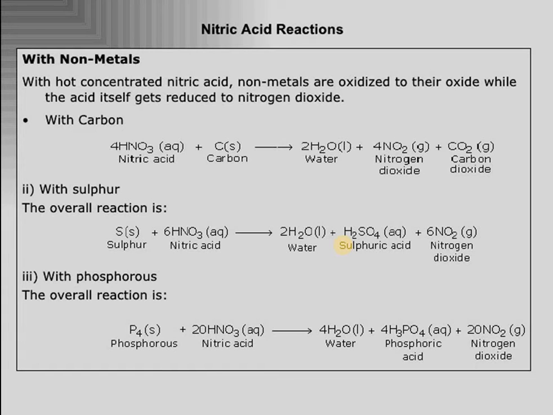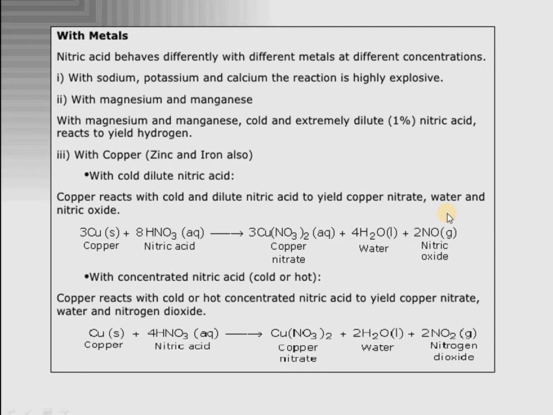Please do remember that carbon is oxidized to carbon dioxide, sulfur is oxidized to sulfuric acid, and similarly phosphorus is oxidized to phosphoric acid, H3PO4. In all three reactions, whenever concentrated nitric acid is used, you will get nitrogen dioxide as the byproduct along with water, because nitric acid is not a typical acid, meaning it will not release hydrogen gas from the metal, it will release water. So water is there in the products in all three reactions, along with carbon dioxide in the first case, sulfuric acid in the second case, and phosphoric acid in the third case. Nitrogen dioxide is also a common gas, which is reddish brown in color.